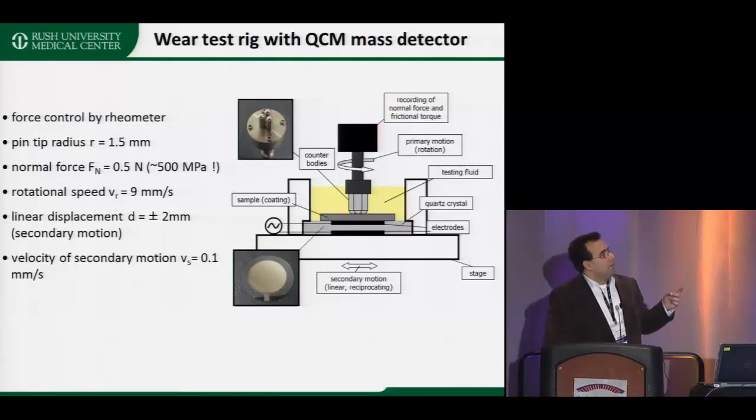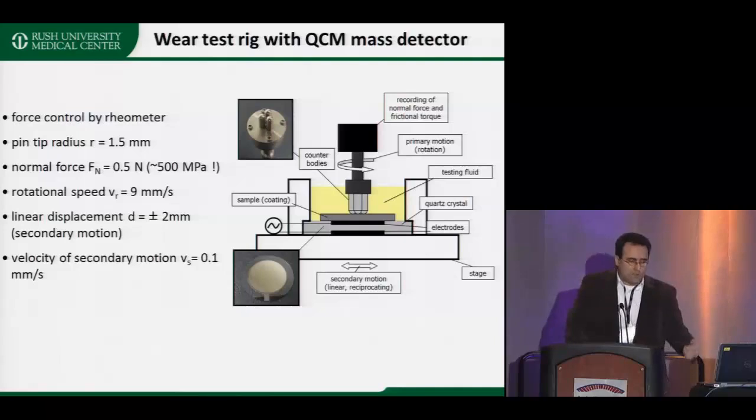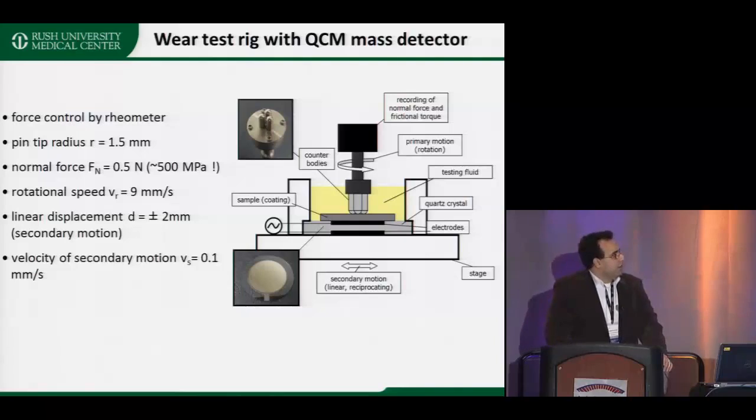So one thing I have to mention, though, we don't have real in situ mass monitoring like in the corrosion test, because at certain points of our experiment, we have to lift these pins out of contact, measure with our QCM the mass changes, and then restart the experiment, which goes rather quickly, and it's better to take it out and take weight measurements or profilometric measurements and so on.